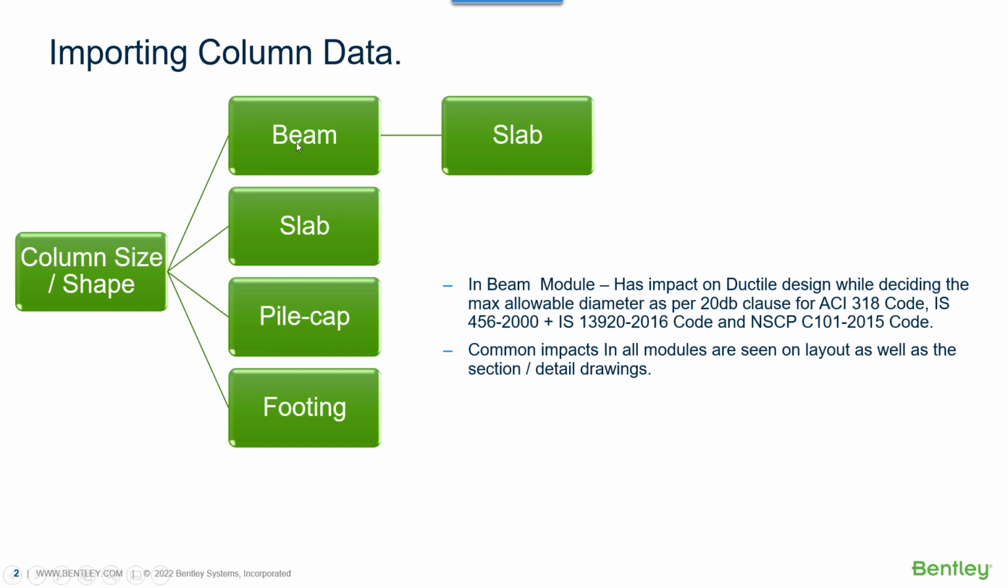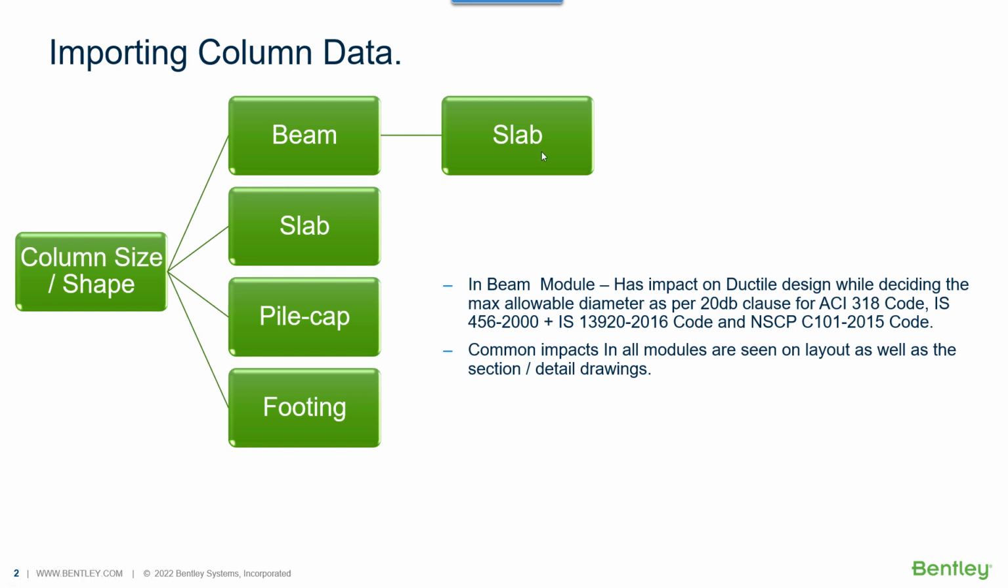Now specific to beam module, for certain codes like the ACI 318 codes, IS code with ductility design as per 2016 and NSCP code, whenever there is a change in column size or shape and beams are designed for ductility, then the maximum diameter, which is dependent on the column dimension, will also get impacted. So in beam module there is a specific change, whereas for all the modules the common change will be the change in the drawing itself.